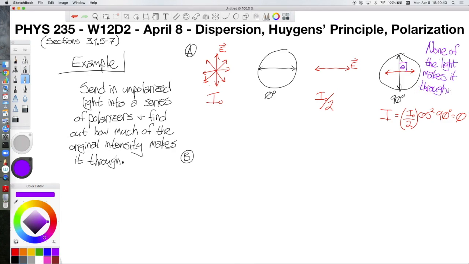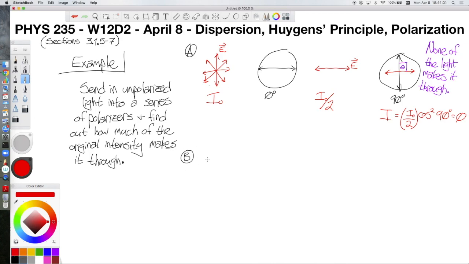So if you hold two polarizers up on top of each other with their polarizer axes at 90 degrees from each other, none of the light will pass through. It will completely block all incoming light.